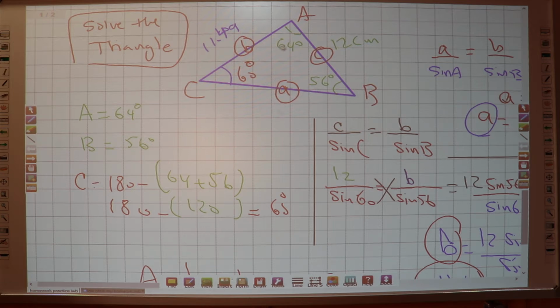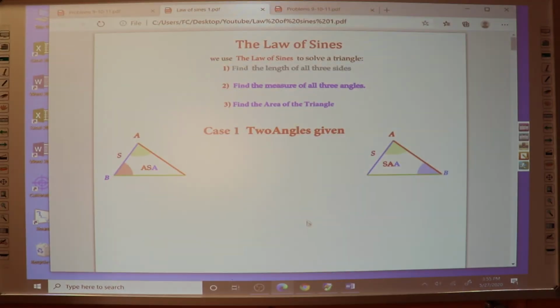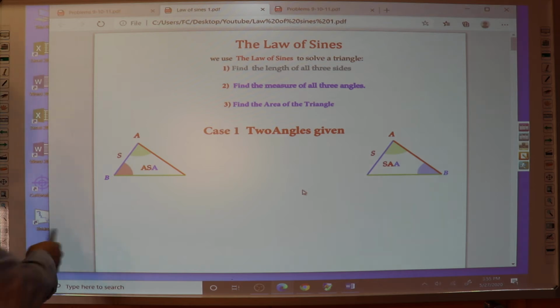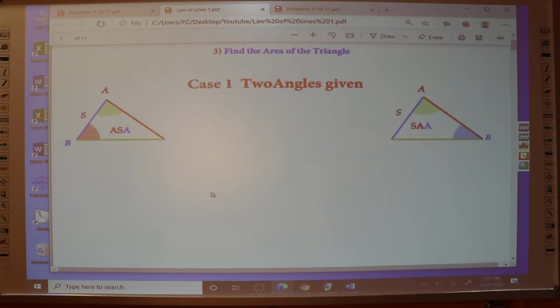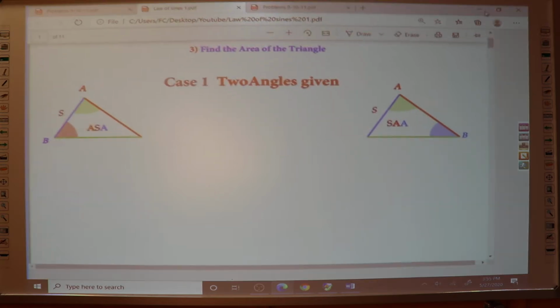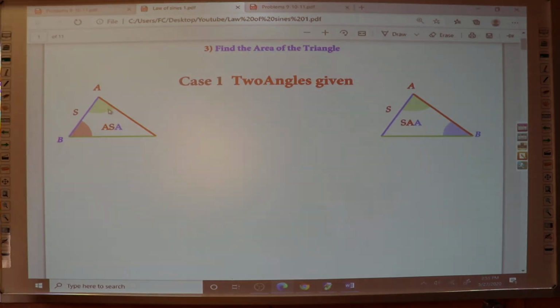The first case is angle, side, angle. You see the green? These two: angle, side, angle. Now let us see what we have for the second case. We discussed this case, where we have two given angles: angle, side, angle.